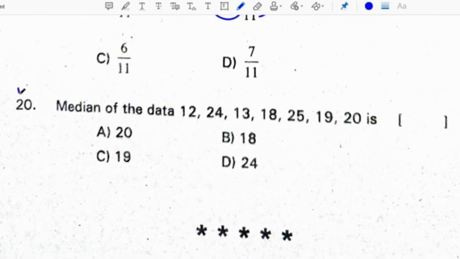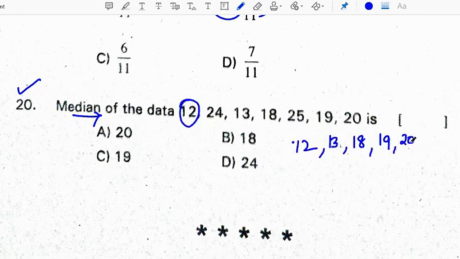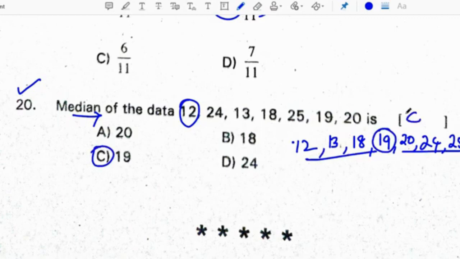Last question of this question paper, median of the data 12. To find the median, we need to arrange the numbers in ascending order, students. So the least number here is 12, 13, then 18, 19, 20, 24, and 25. Now we need to pick the middle number. Out of these 7 observations, middle number is 19. Therefore median is 19. So correct option for 20th question is C.